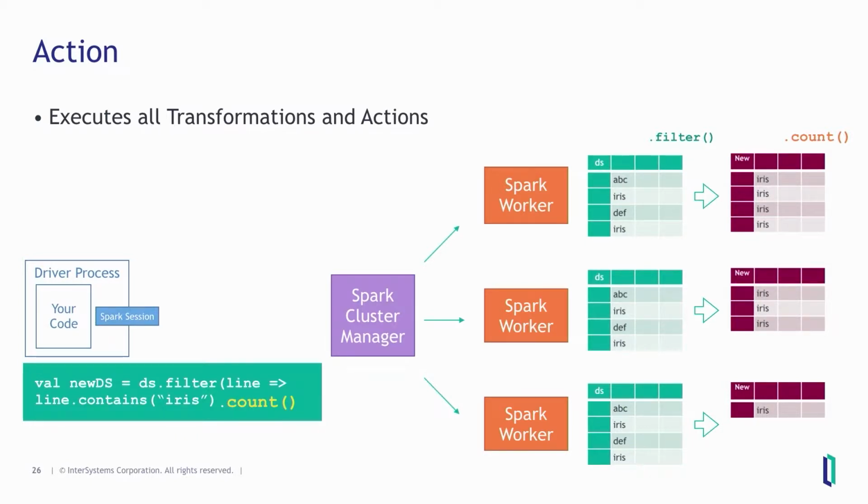And it started by filtering on each worker the lines that have IRIS on it. And then it starts on each worker counting the results. And on the Spark cluster, it will do the final sum of count. So each worker gave back its count. And on the Spark cluster, the cluster master, it will do the final count.